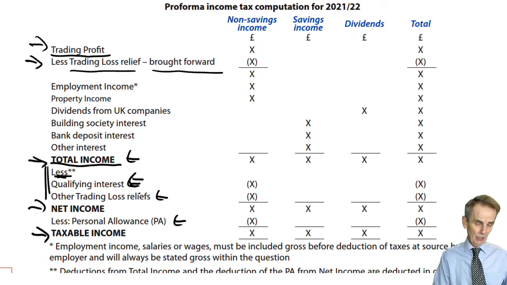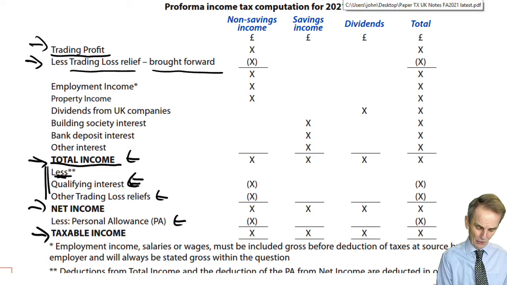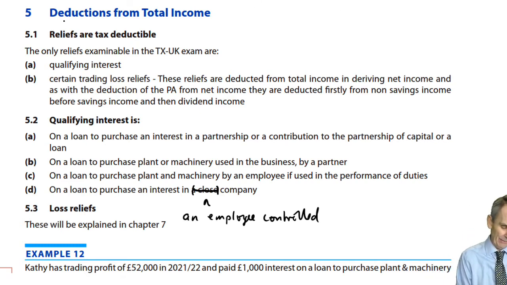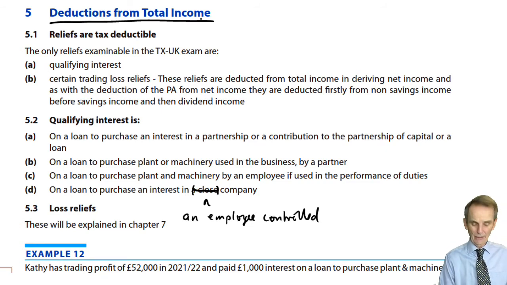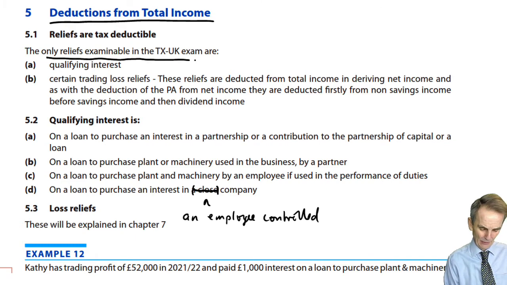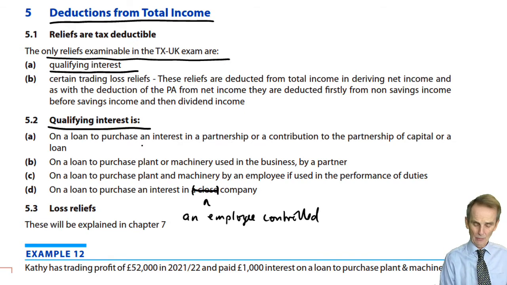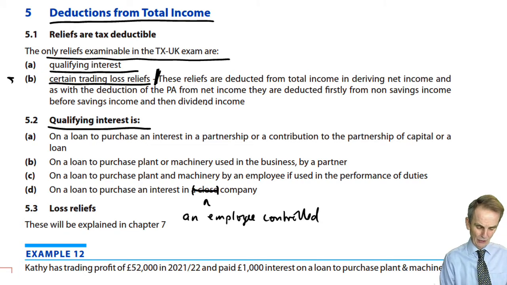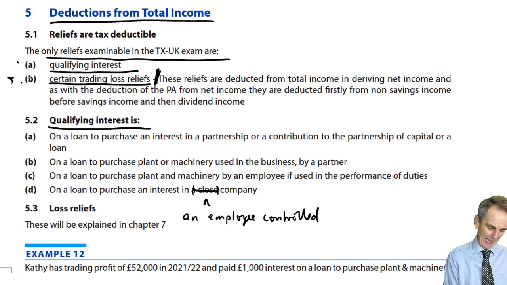And what we're now able to see in our next section, Section 5, is those deductions from total income, where, as we have just said, the only reliefs examinable in the Tax UK exam are qualifying interest, which we'll see the nature of in a moment's time, and then certain trading loss reliefs. Now, that note there shouldn't actually follow on within that point B. This is relevant to both the deductions for A and B.